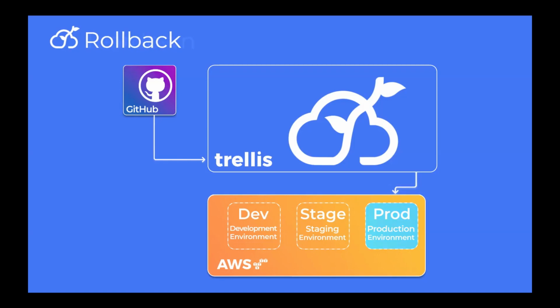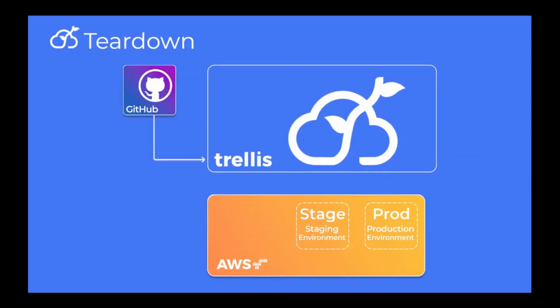Trellis users may deploy their code, then decide it requires further development and should not advance along the pipeline. In such instances, Trellis provides a teardown option for uninstalling all cloud resources connected with a deployed environment.